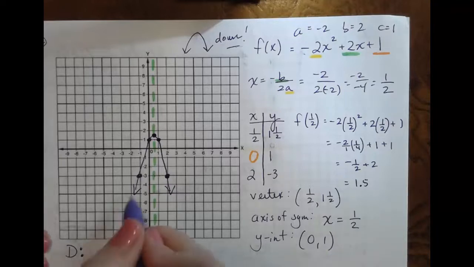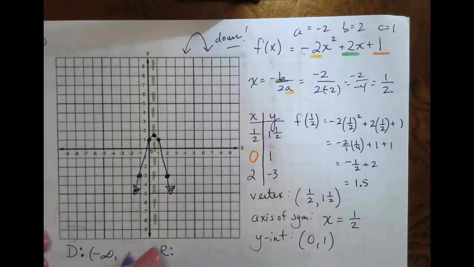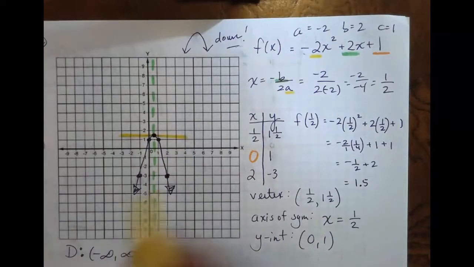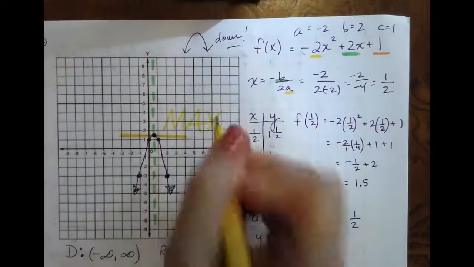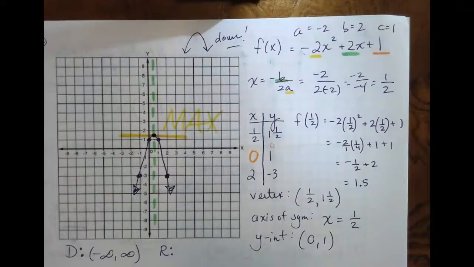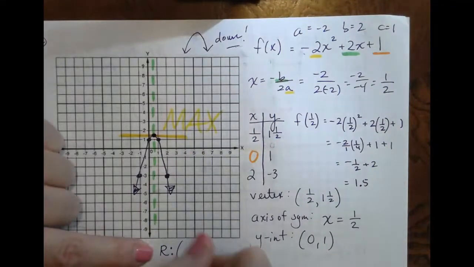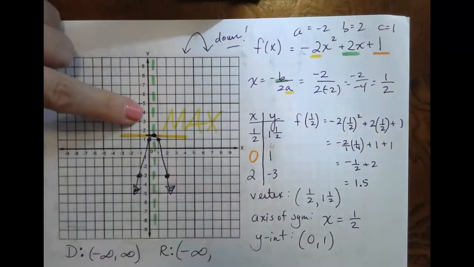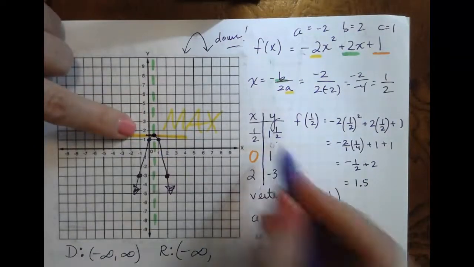And domain, left forever, right forever, all real numbers. The range, this time, we don't have a minimum point, we have a maximum point. And when we have a max, that means our range is going to start at -infinity and go up to that max value, which is at 1 and 1/2.